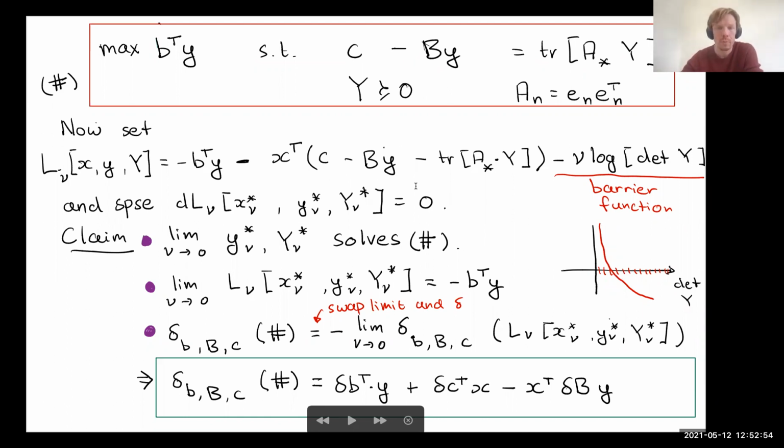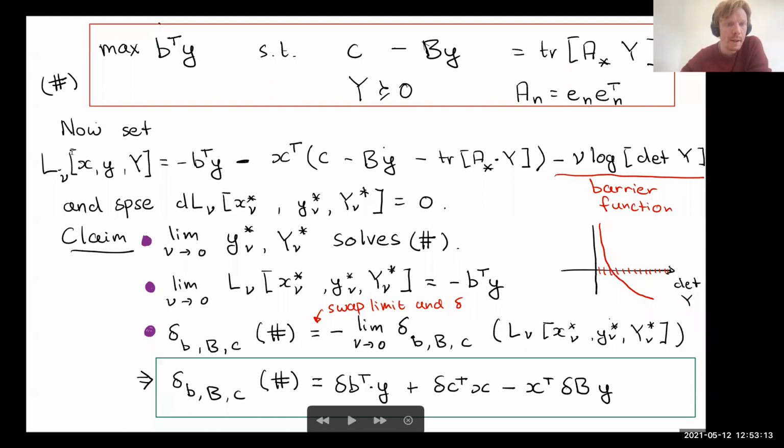And so if you start to numerically minimize this, this barrier function will prevent you from stepping outside the space of positive semi-definite matrices. So the idea is always that you start with Y positive and you step around, and Y will never become negative. And this barrier function will push you out of the bad region.